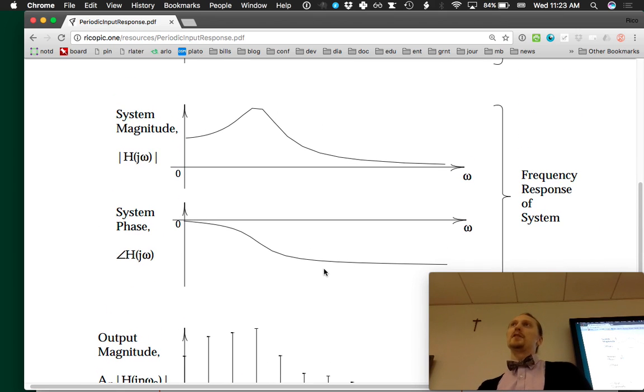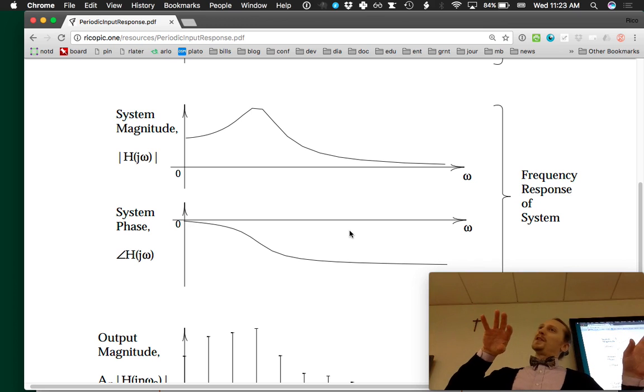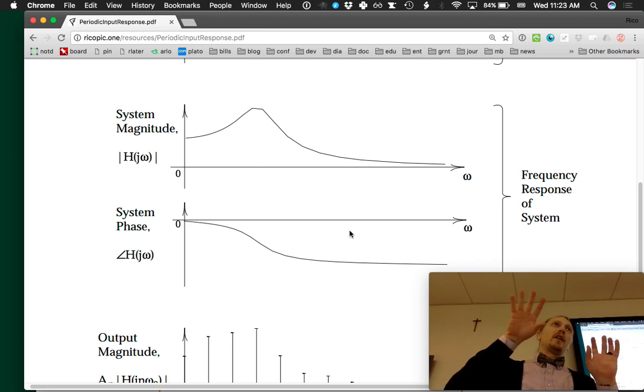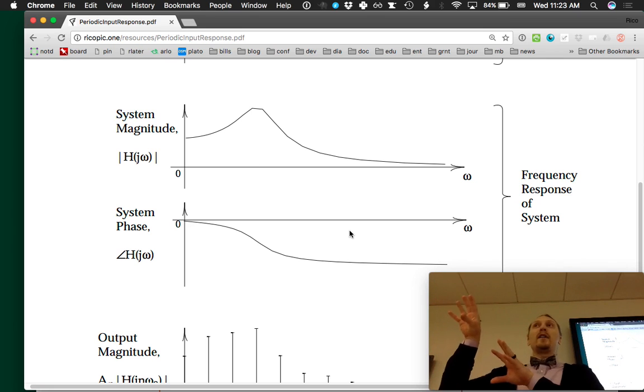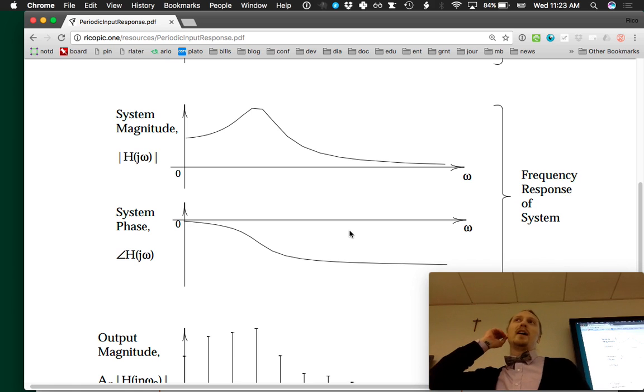Okay. That's right. So you can think of it as shaping, and that's what system designers do. They think of it in terms of shaping this frequency response function so that the inputs coming in are either filtered out or maybe amplified, depending on what they want at a given frequency. Yeah.